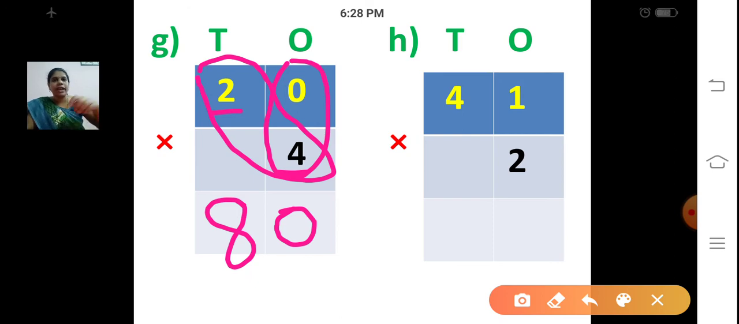I'll repeat it one more time. First you multiply 0 into 4. The answer is 0. The second step is you multiply 2 into 4. 2 4s are 8. Understood, children?